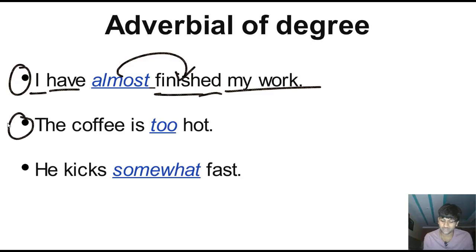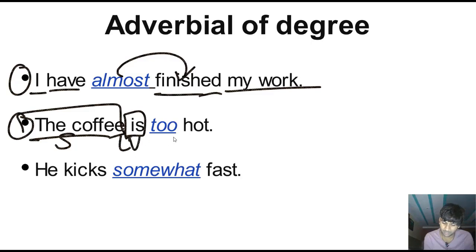Second example: the coffee is too hot. The coffee, subject; is, linking verb; hot, adjective, subject complement. The coffee is hot. The coffee is too hot. So it's telling us to what degree it is hot. It is very hot. Very is another adverbial of degree. The coffee is extremely hot, too hot, very hot. All right, adverbial of degree.